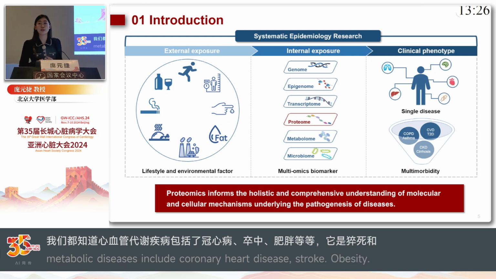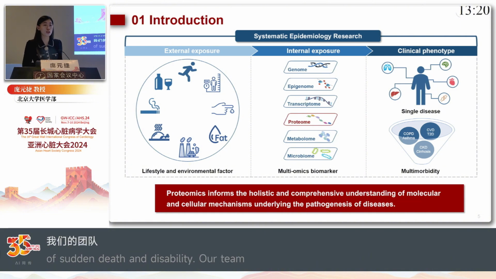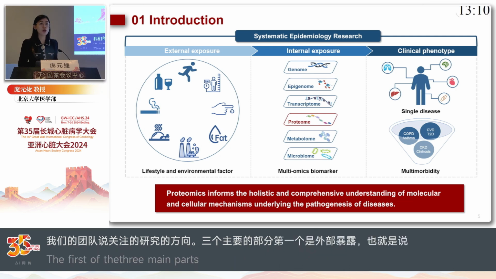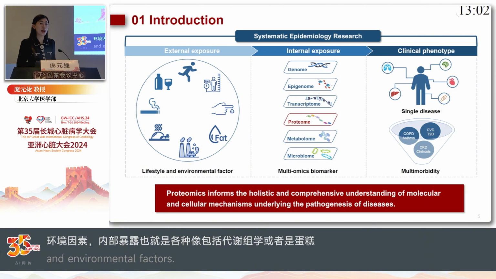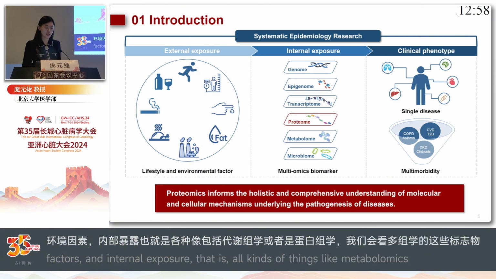One of the key research themes that our team is working on is called systematic epidemiology, 系统流行病学. It includes 3 key components: external exposure, which includes lifestyle and environmental factors; internal exposure, which includes metabolomics and proteomics, which are multi-omics biomarkers; and also clinical phenotypes, including both single diseases and multimorbidity.